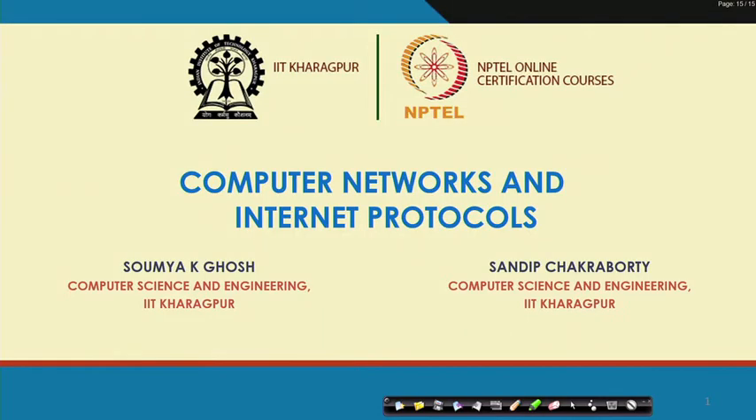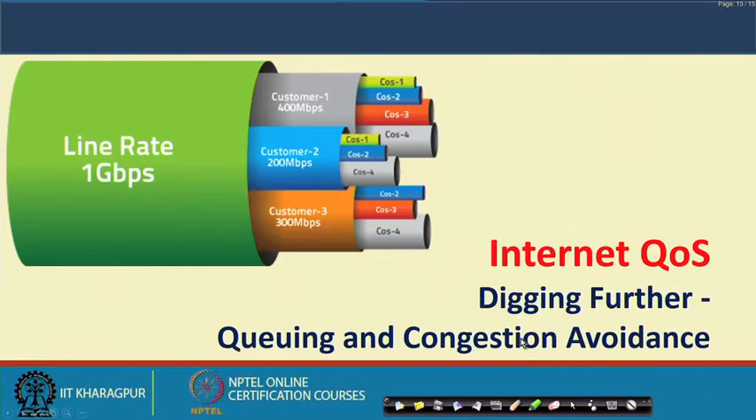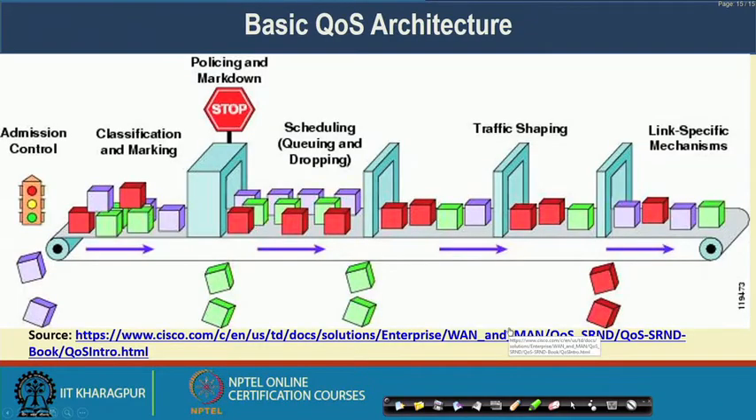In the last 3 lectures, we have looked into the basic quality of service architecture to provide quality of service over the internet. Today we will dig further to look into different kinds of queuing and congestion avoidance strategies which we apply to provide quality of service to different applications. We start from this point that we have already seen earlier.